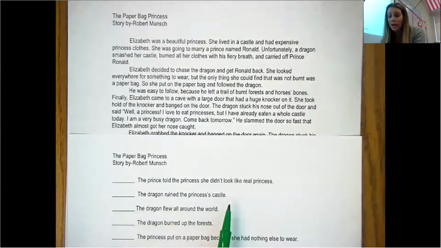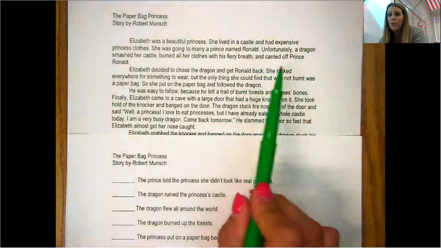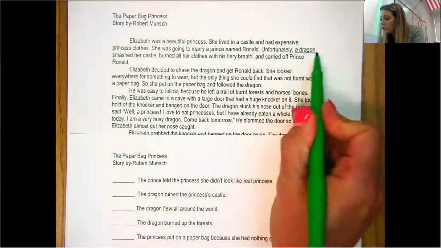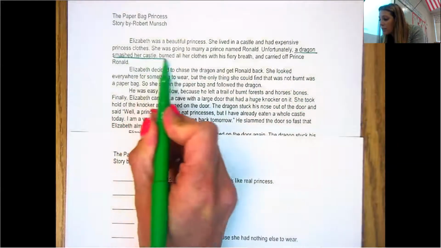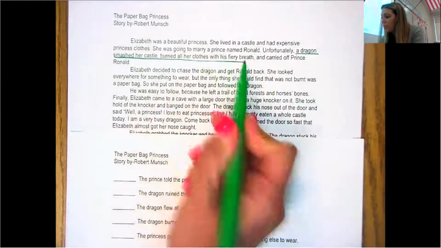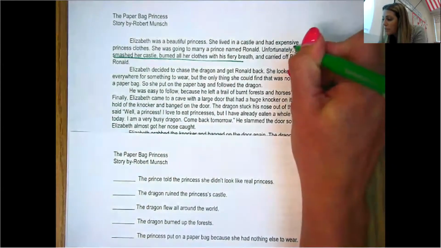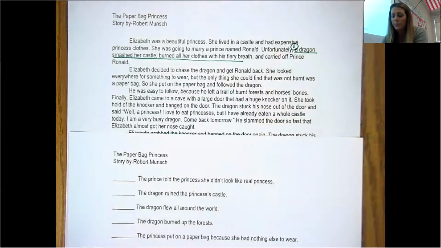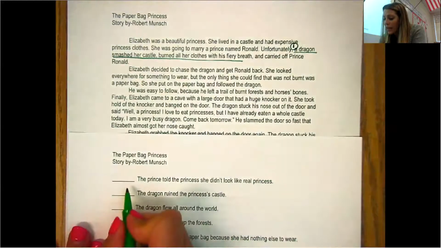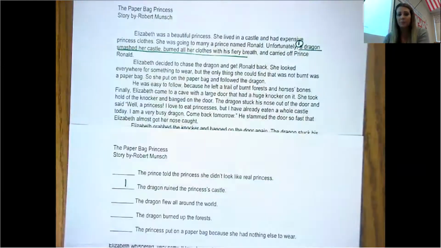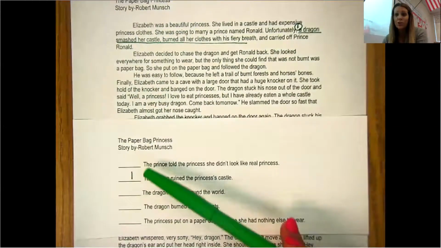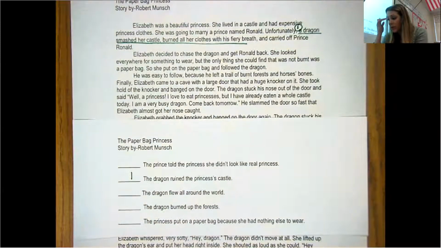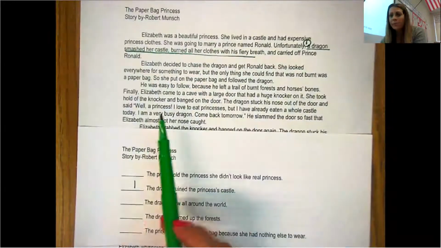That is number 1. But first, we need to find the proof. Right here, a dragon smashed her castle, burned all her clothes with his fiery breath. That is number 1. So look what I do. I put a number 1 next to it. Okay? So then you can put a number 1. So remember, these are not in order. They are all mixed up. So let's keep reading and let's see what comes next.